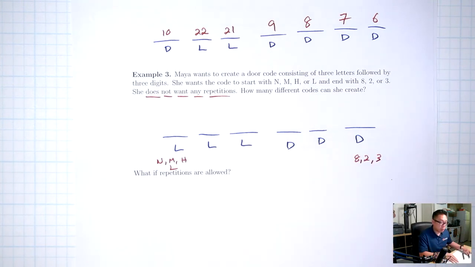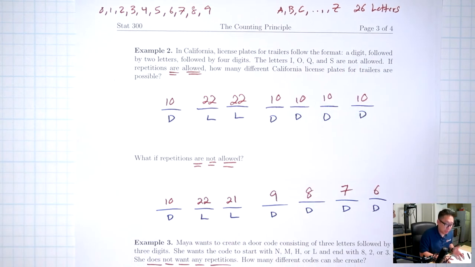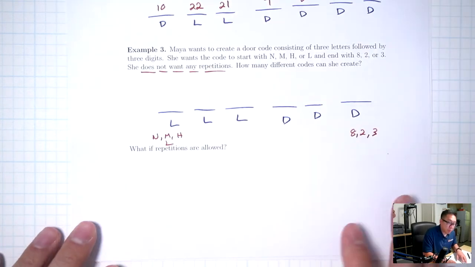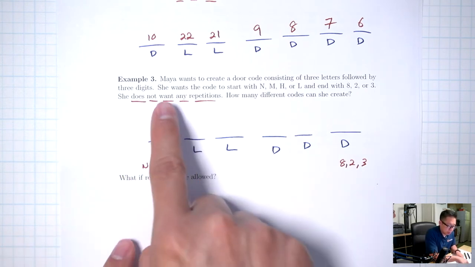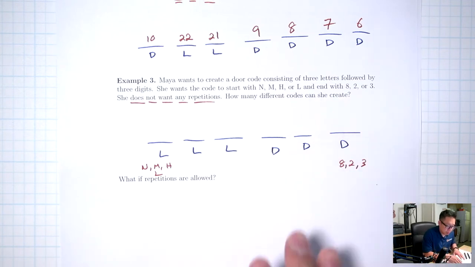So slightly different than example 2. Example 2, I'm telling you the letters I don't want you to use, and that applies to all the letters. Example 3, I'm telling you the letters I want you to use, and it only applies to the first blank and the last blank. So it says she wants to start with this and end with 8, 2, or 3. Right? It doesn't say anything about the other letters or digits.